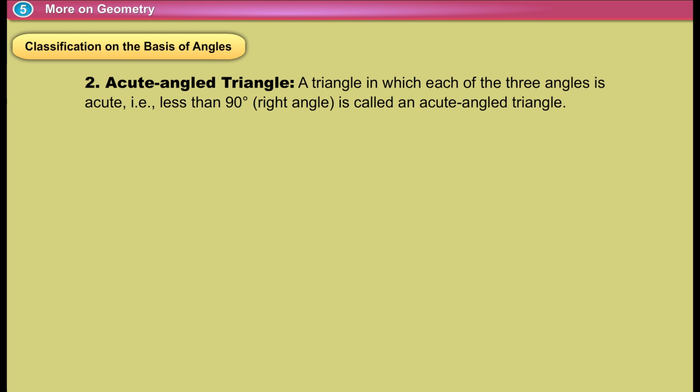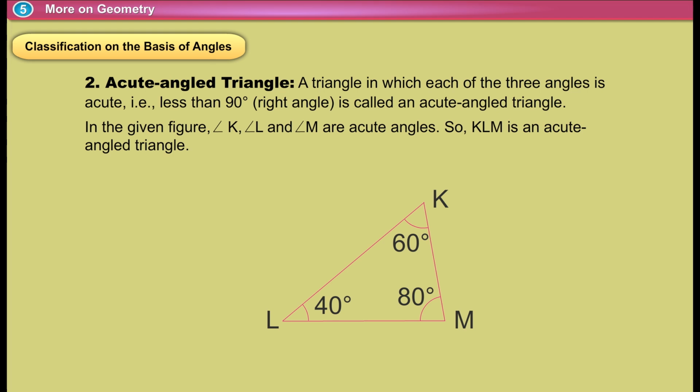2. Acute angle triangle. A triangle in which each of the 3 angles is acute, i.e. less than 90 degrees, a right angle, is called an acute angle triangle. In the given figure, angle K, angle L and angle M are acute angles. So, KLM is an acute angle triangle.